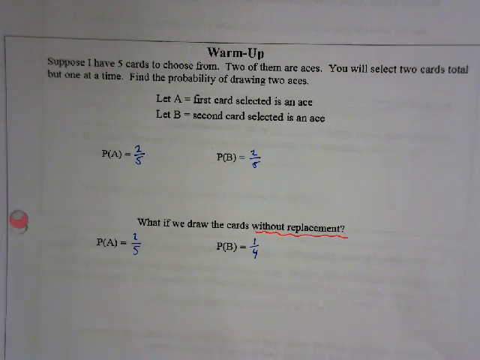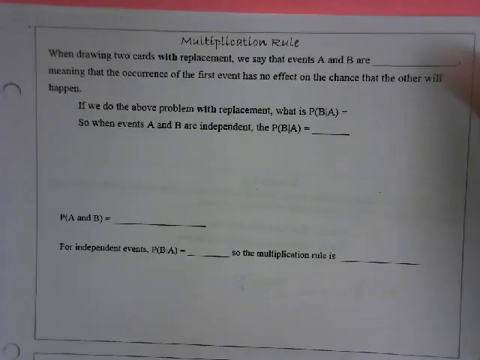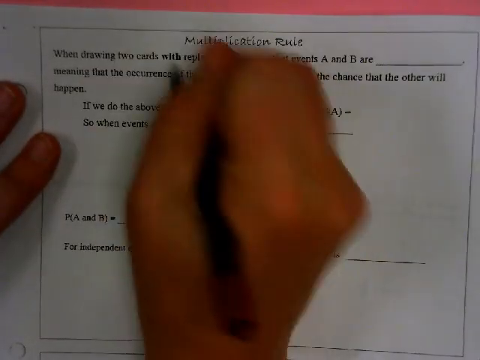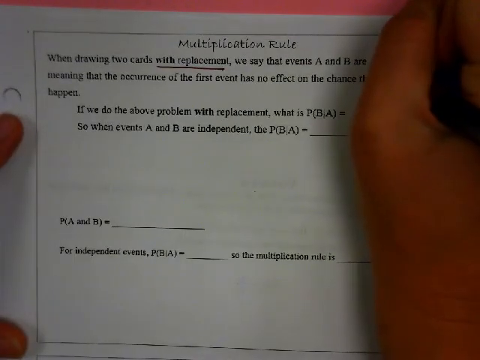So today we're going to talk about independence. We have our last 2 rules. Next week we have review, and then your test is on Thursday. So, first thing, when we draw 2 cards with replacement, so that means we put the card back, we say that events A and B are independent.